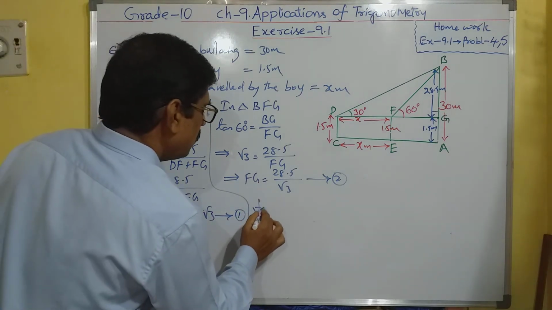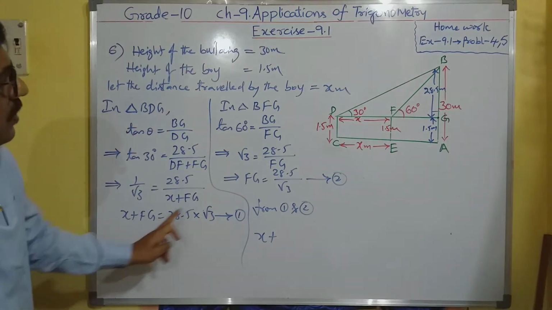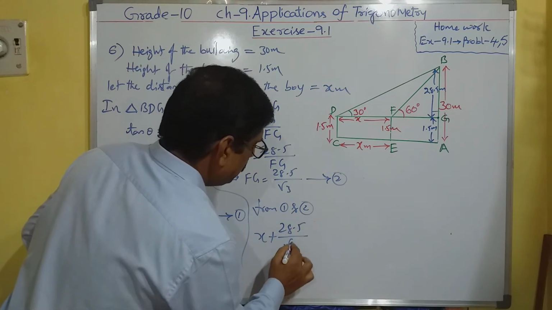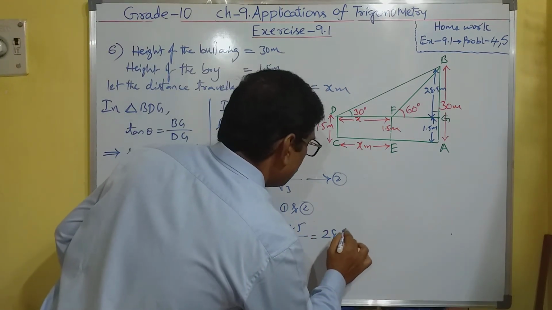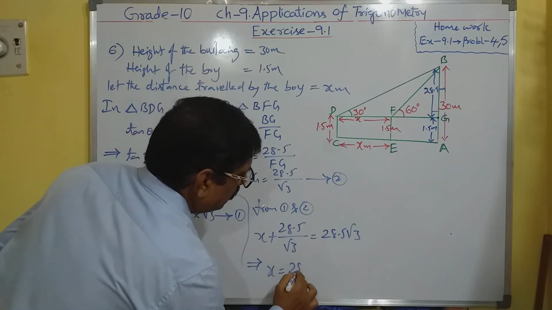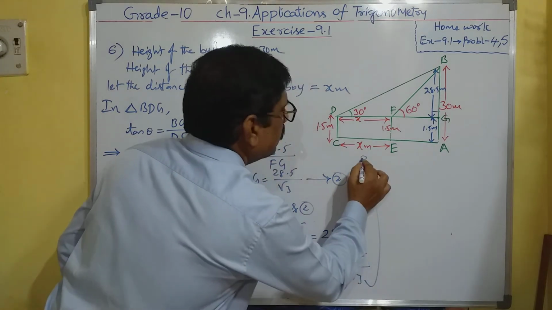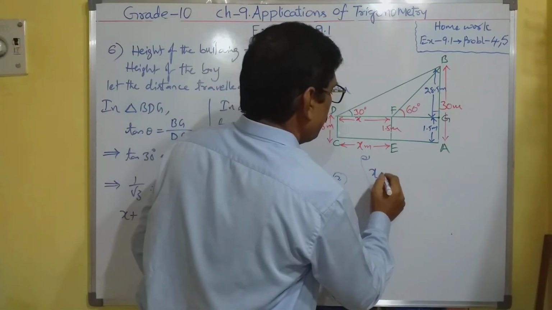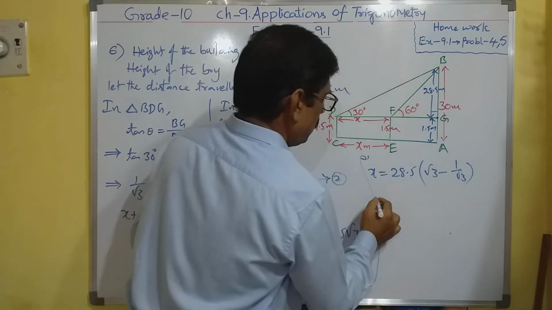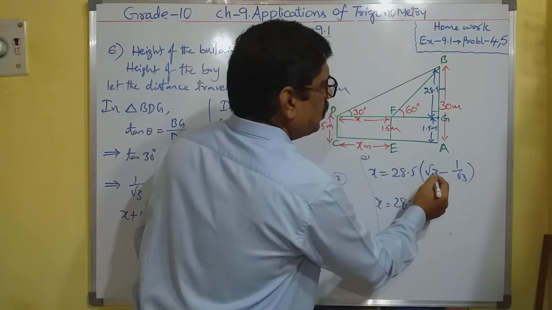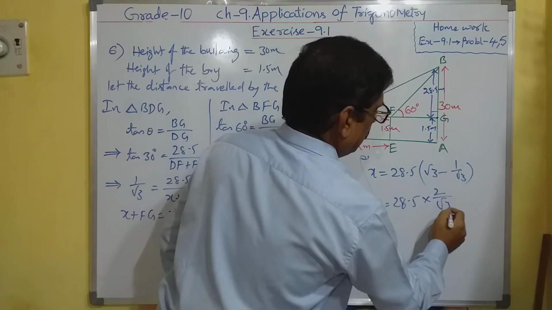Now from equations 1 and 2, observe x plus FG, where FG value is 28.5 by root 3, and x plus FG is equal to 28.5 root 3. So what is the x value? x is equal to 28.5 root 3 minus 28.5 by root 3. Let us simplify this. Taking 28.5 common, we get root 3 minus 1 by root 3. Root 3 into root 3 is 3, 3 minus 1 is 2, so 2 by root 3.